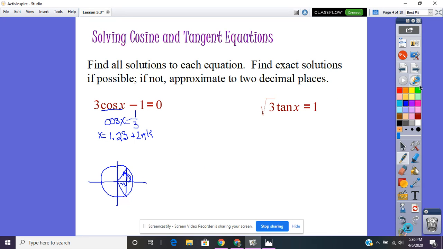or what I could do is figure out what this angle is. So it's a full 2 pi. I'll minus out that 1.23. So I literally will do 2 pi minus the answer I just got.